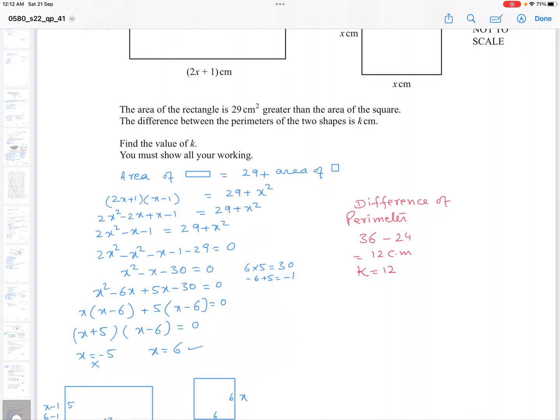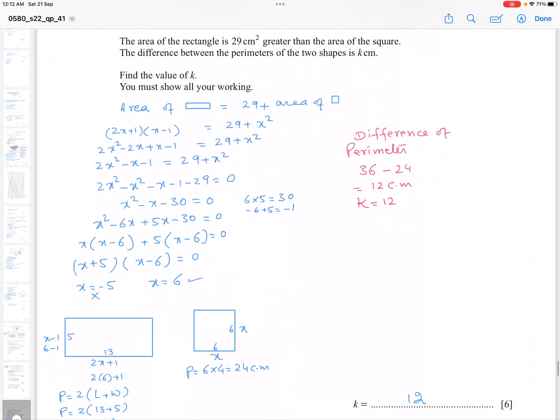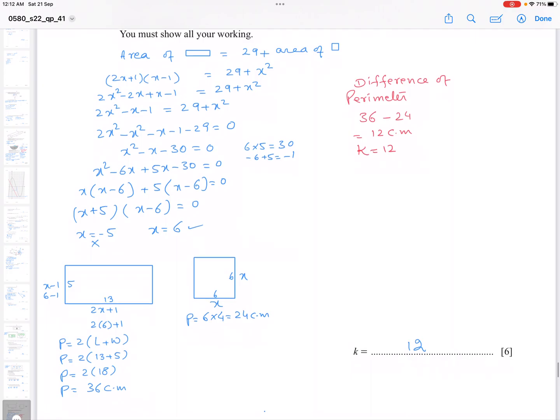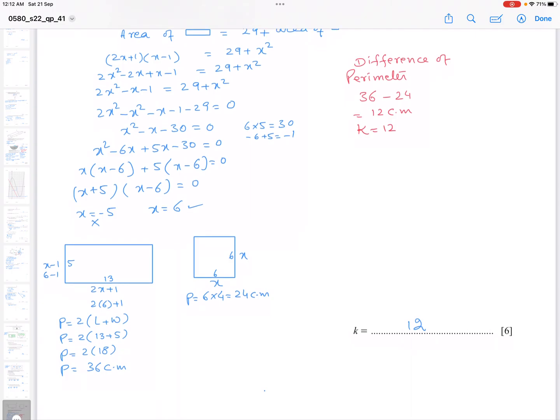Factorize it by middle term breaking. So your one x is negative 5, leave it. Your second x is 6. So use this value of x, which is 6, in the rectangle. So you get 13 length and 5 width, and the sides of the square is 6 and 6.